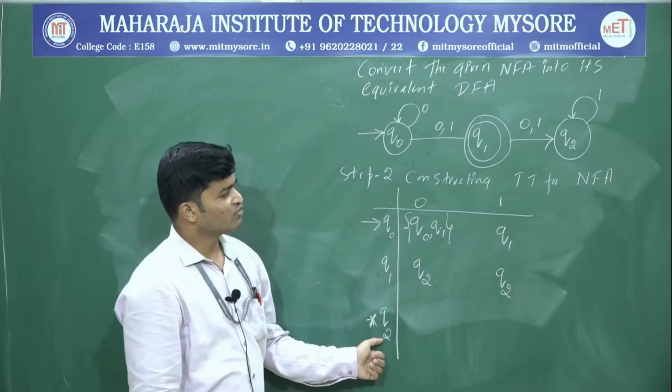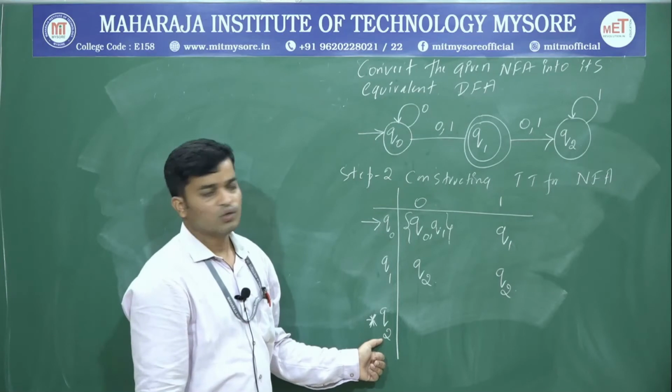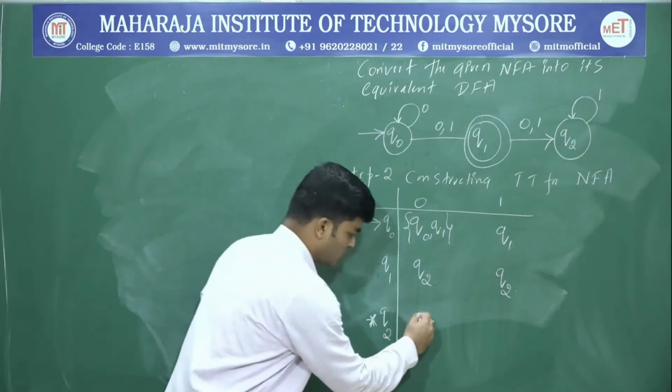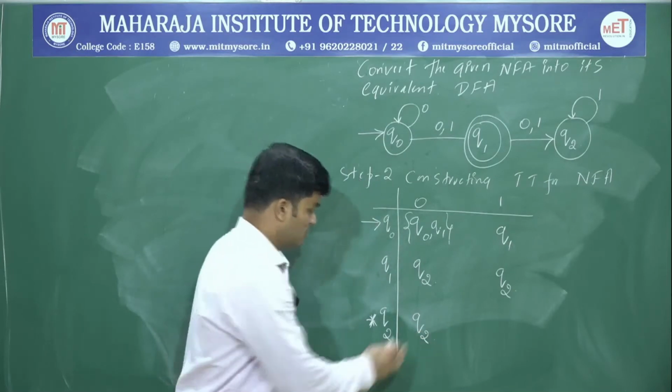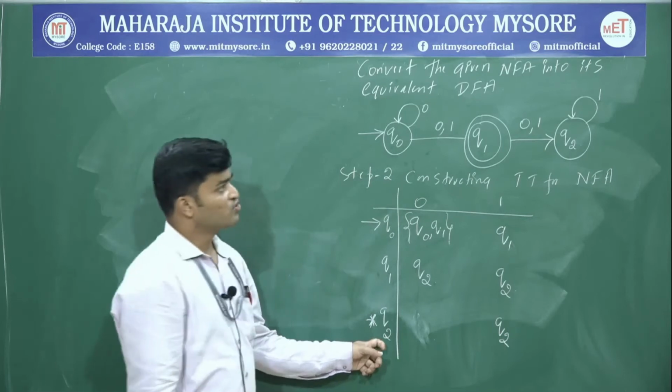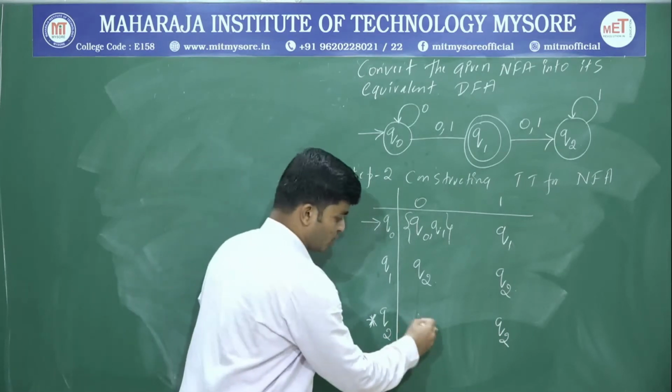Now go with Q2. What is Q2 upon 1? Q2 upon 1 is again Q2. What is Q2 upon 0? There is no transition, so you can write phi.